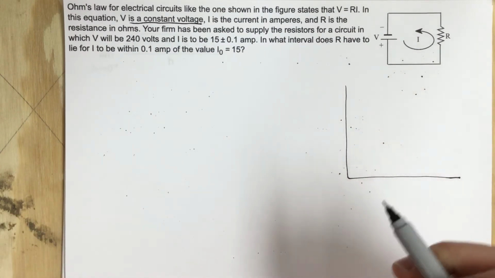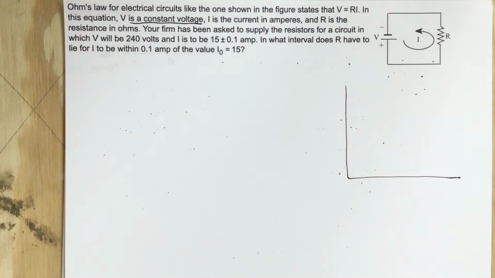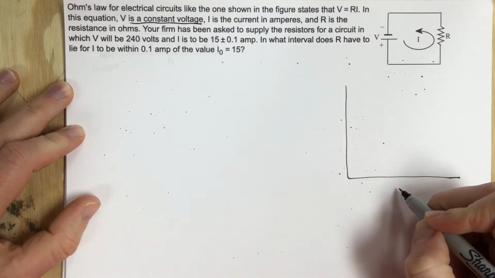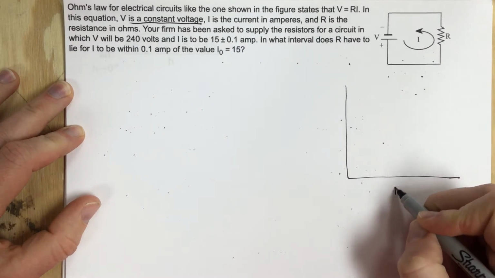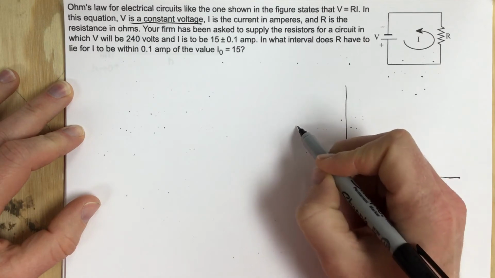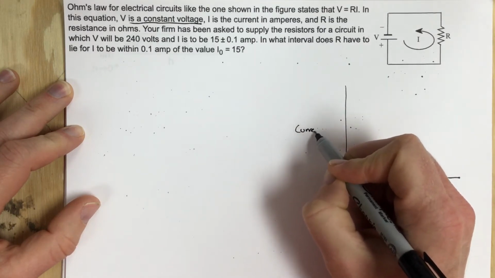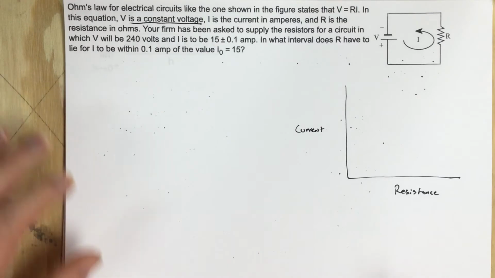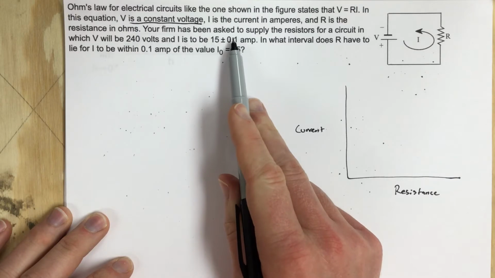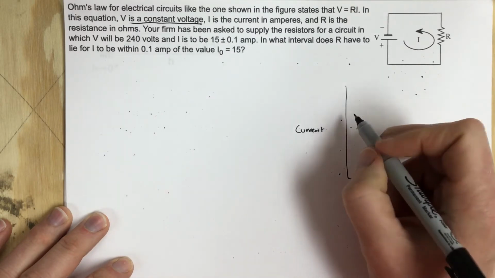mark the graph, and then we want to go ahead and mark that this is the current. No, this is the resistance. And this is the current. And they want us to have our current be 15, but with an epsilon of 0.1. So we're going to go ahead and mark 15 here.